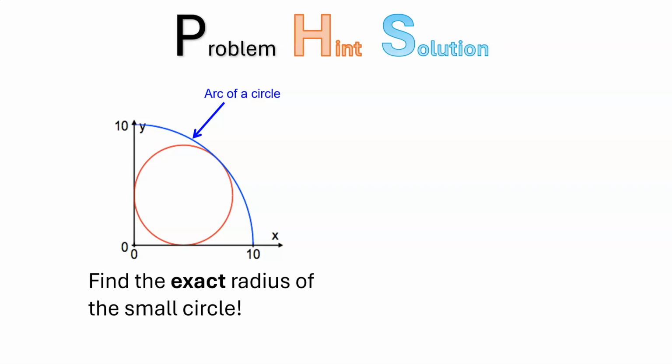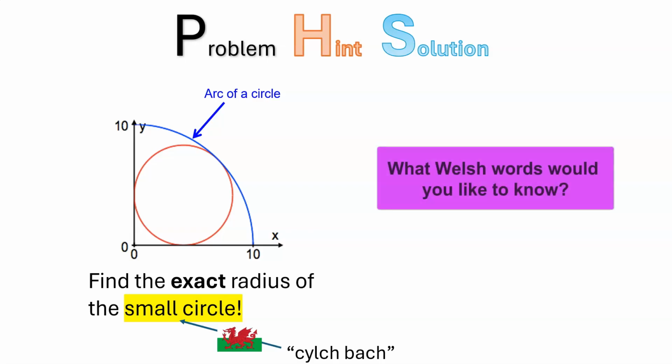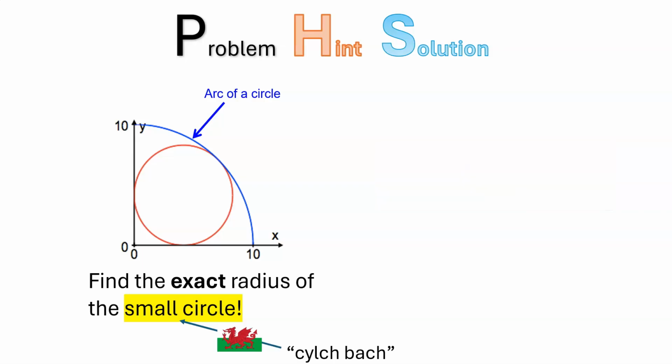Before we start though, a little bit of Welsh for you. The Welsh for small circle is a cylch bach, cylch being circle and bach being small. If there are any Welsh words you'd like to know, feel free to ask about these in the comments below.